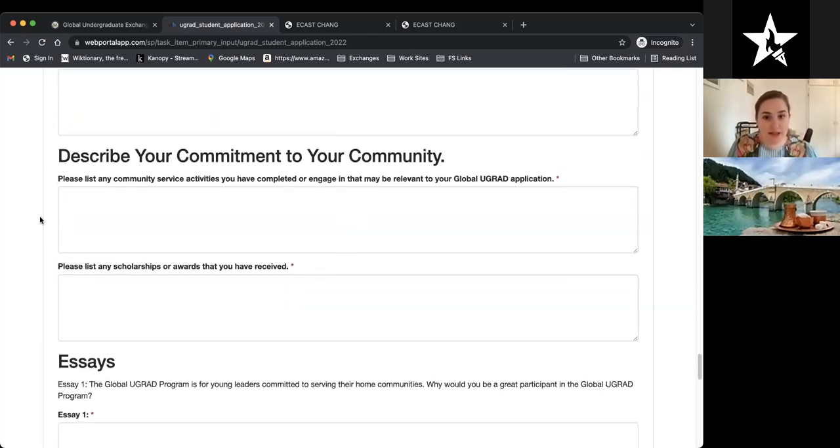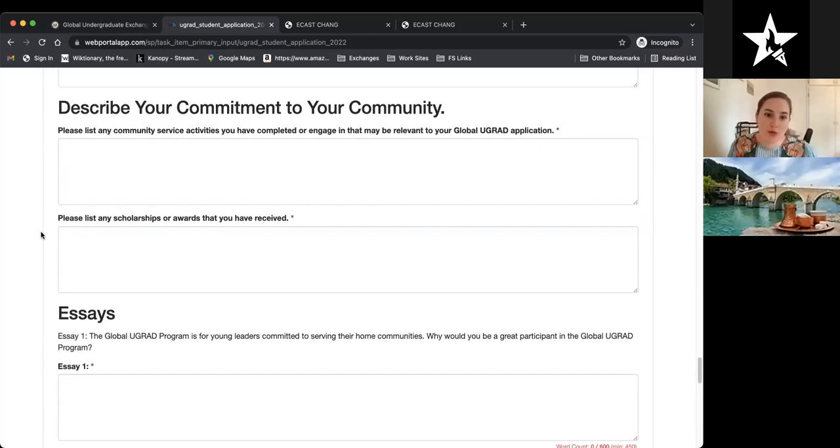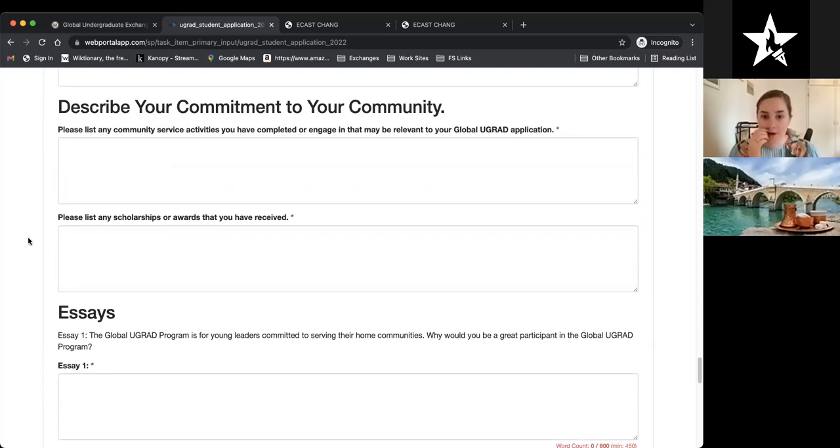I've said it over and over already, but one of the huge parts of the Global Ugrad program is a desire for you to be a leader and to be committed to helping your community. So a part of the application is this commitment to community. How are you involved in your community? This does not need to be an essay.